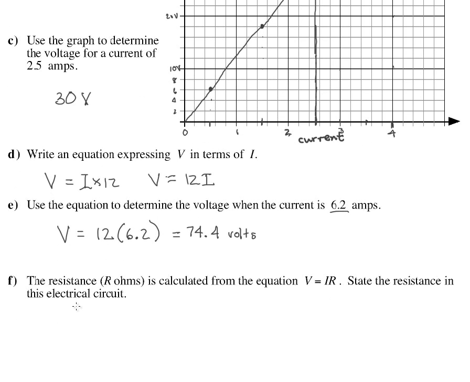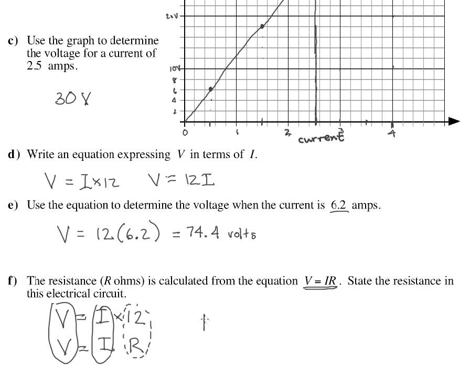Finally, the resistance is calculated from V equals IR. This is a famous electronics formula called Ohm's law. State the resistance in this circuit. Well, we were saying that our voltage is the current times 12, and they're saying that corresponds to V equals I times R. These are obviously related, and so it looks like in our circuit these last two are related, which would mean the resistance is 12 ohms.